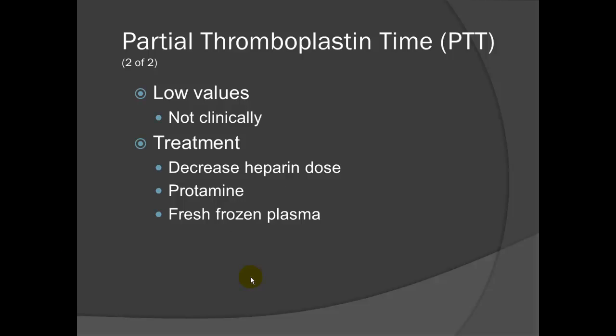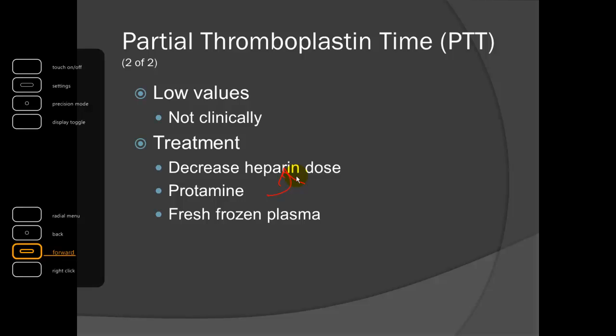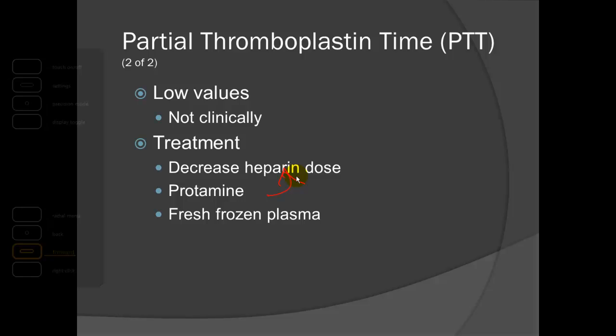Treatment: decrease the heparin dose. Protamine, which is the antidote for heparin, or giving them some fresh frozen plasma, which essentially has not only the plasma in it, but it also has clotting factors and all of the proteins that would be inside of the plasma from the multiple donors.